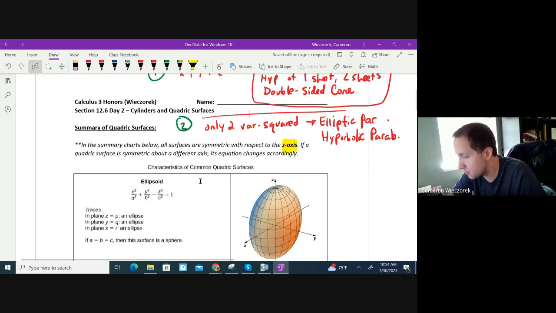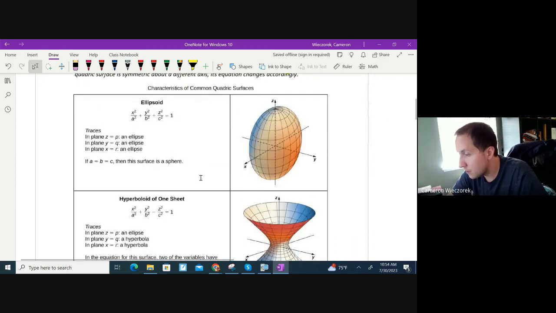Just brief summaries here. For the ellipsoid, all the variables are positive and all the variables are quadratic. That's how you know it's an ellipsoid. The traces in every single plane will be ellipses. In the case where A, B, and C are equal, so all of those denominators are the same, you get a sphere, and you end up with circular cross sections.